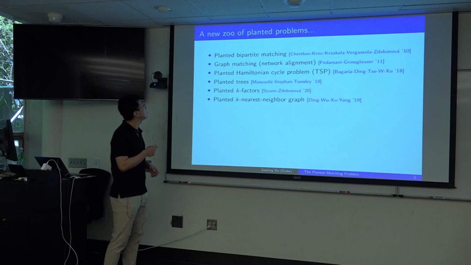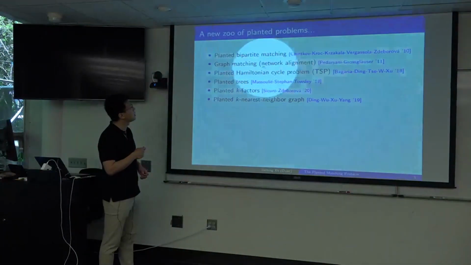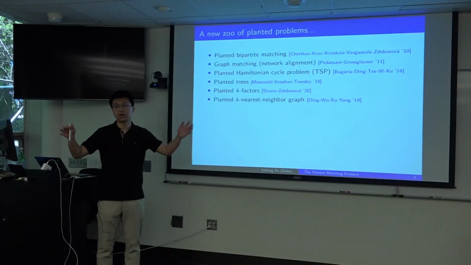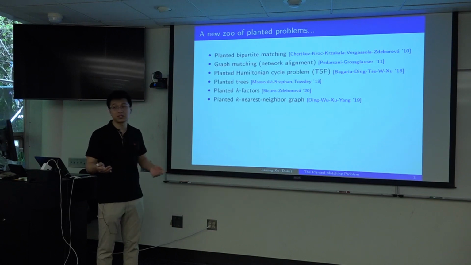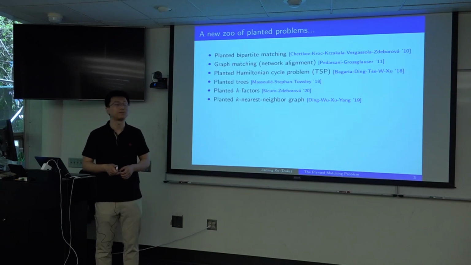Another example that I'm going to cover in this tutorial is called graph matching, also known as network alignment. In this case, instead of one graph, you have two graphs, and there is a hidden vertex correspondence between the vertices. You have some correlated edges between these two graphs, and your goal is to recover this hidden vertex correspondence.